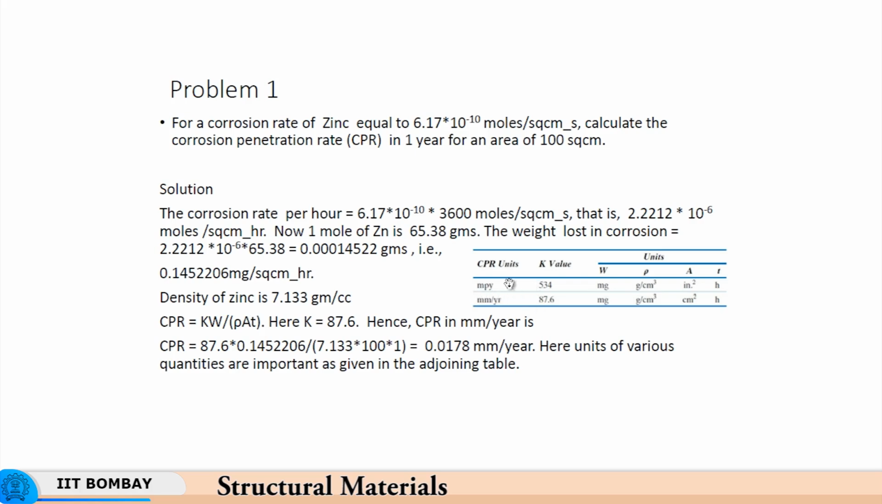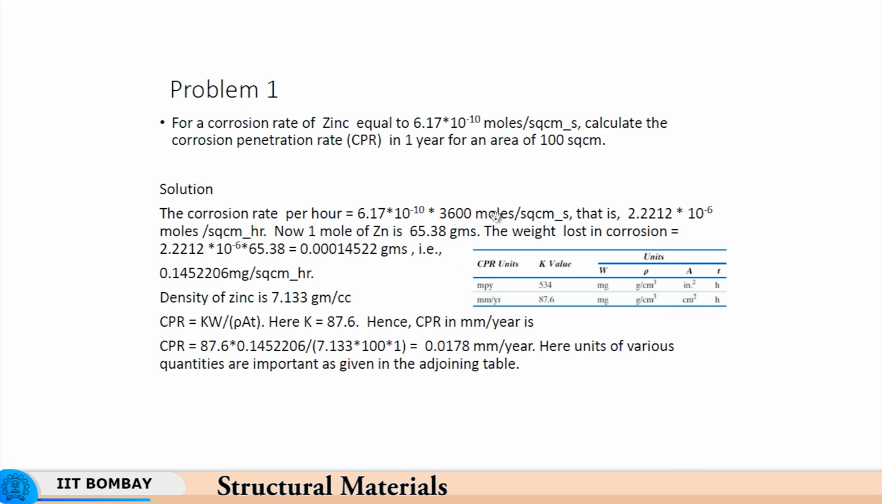If we need CPR, corrosion penetration rate in mils per year, that is in terms of inches, then mils per year is milli inches per year, and the corresponding value of K is 534. So, the amount of material that is being lost has to be in milligrams, the density should be in gram per cc, area should be in square inch, and time should be in hour.